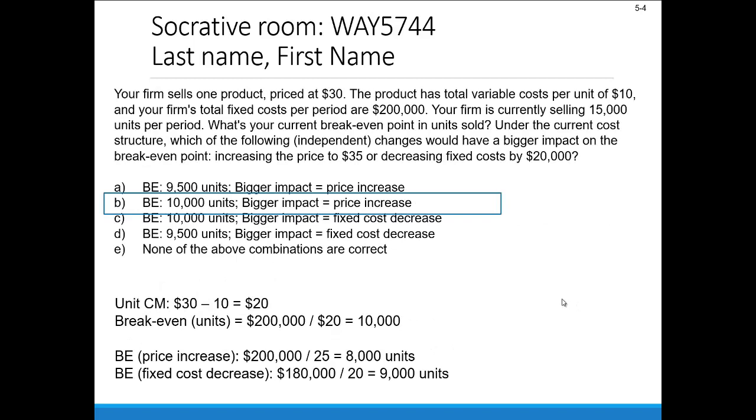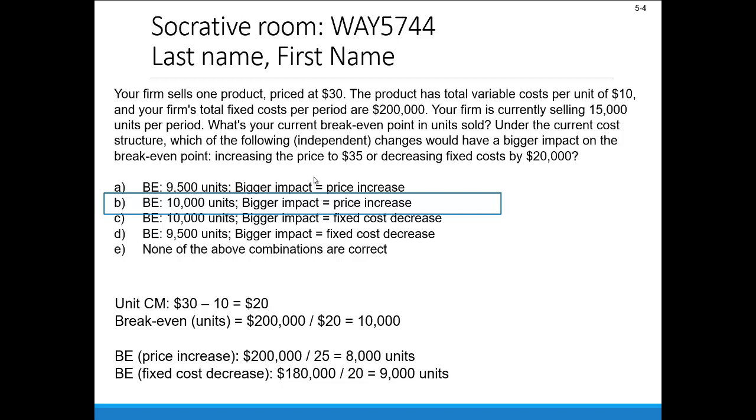So our answer there is B. So let's find the break-even point first. One way we find the break-even point in terms of units is to take the total fixed cost for the period divided by the unit contribution margin for the product being sold. Unit CM, a good representation of how much every unit I sell contributes toward bottom line potential profit.